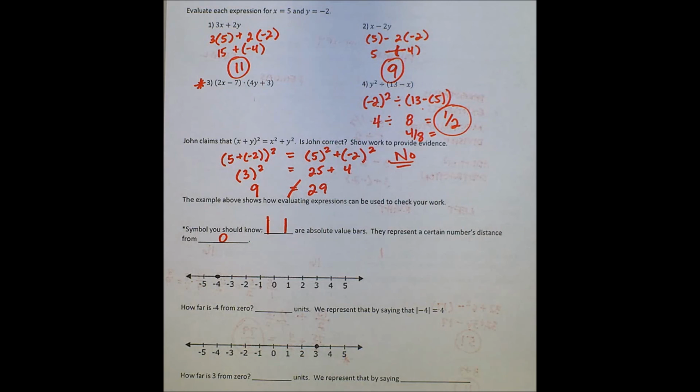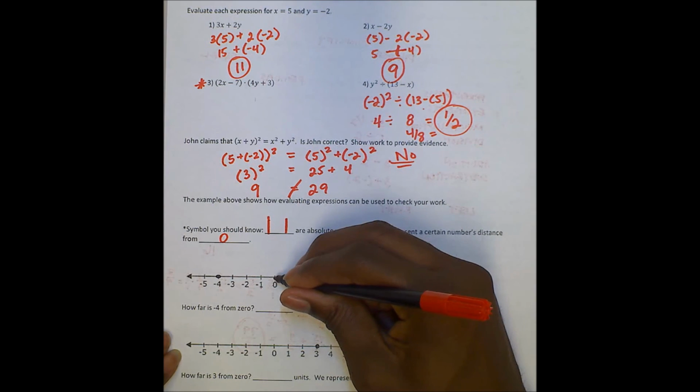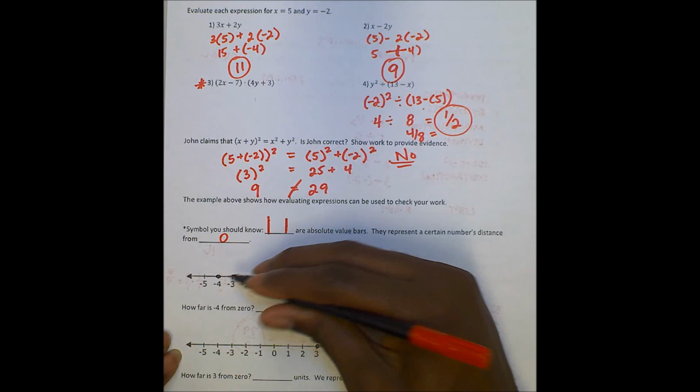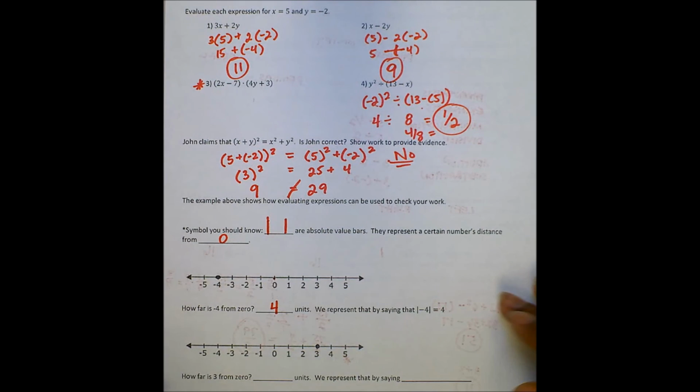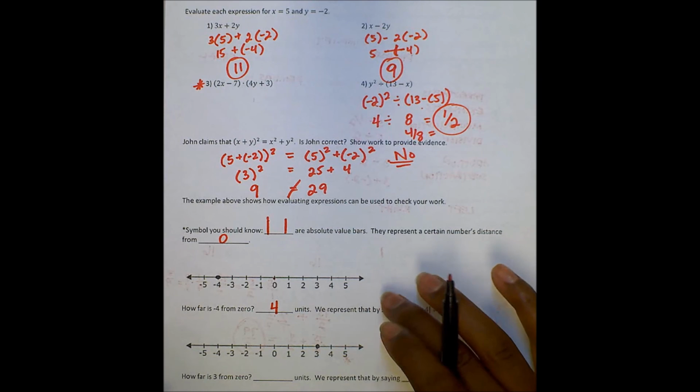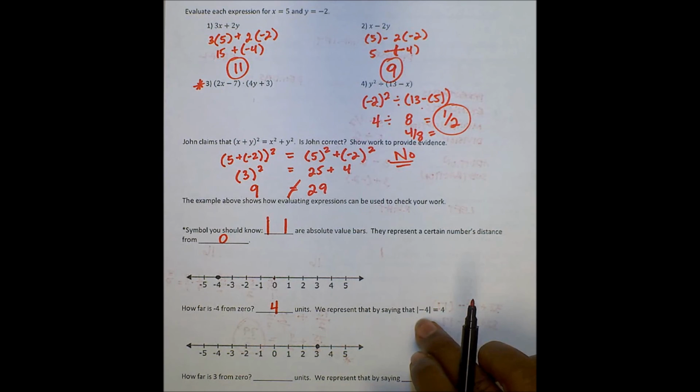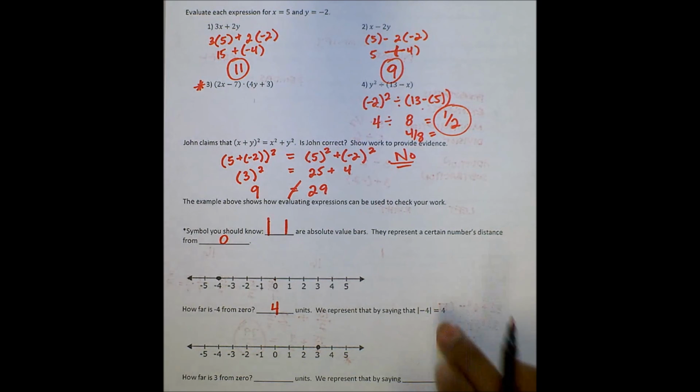So this first question asks us how far is negative 4 from 0? We can go from 0, 1, 2, 3, 4. It is 4 units away. So we represent that by saying that the absolute value of negative 4 is 4. The distance negative 4 is from 0 is 4.